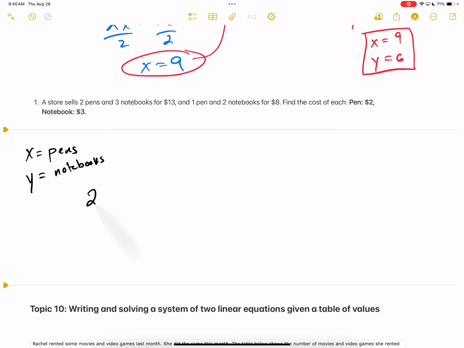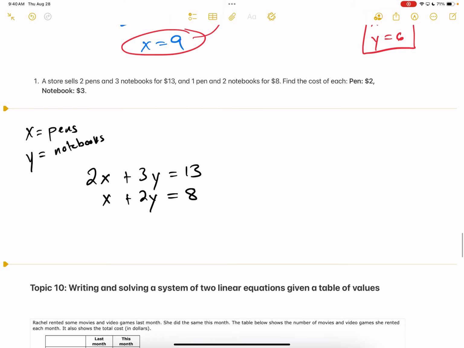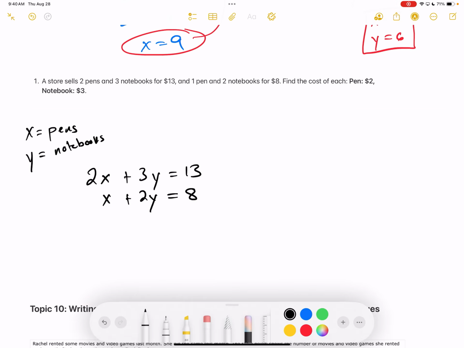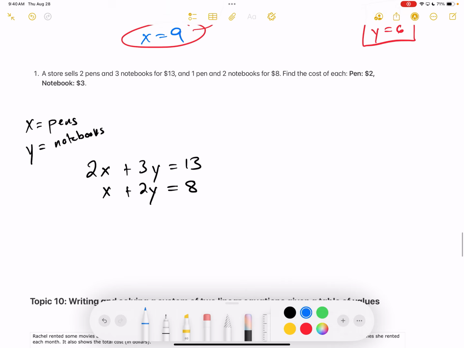So if I sell 2 pens, I don't know how much they cost, plus 3 notebooks, don't know how much they cost, but I know that they added up to be $13. 2 pens plus 3 notebooks added up to be $13. So I did that one day, and then I went back and I got 1 pen plus 2 notebooks, and it added up to be $8. So if I went to the store twice and I didn't know how much each one cost individually, I could figure it out with these two system equations.